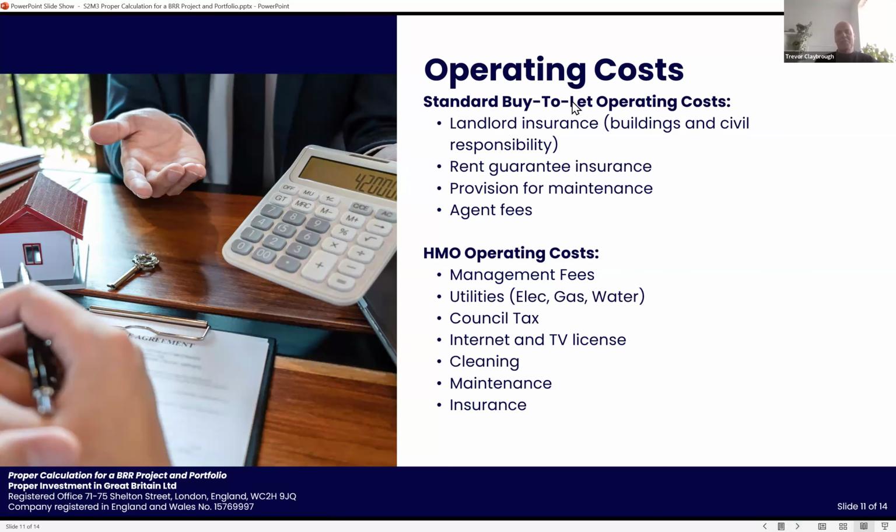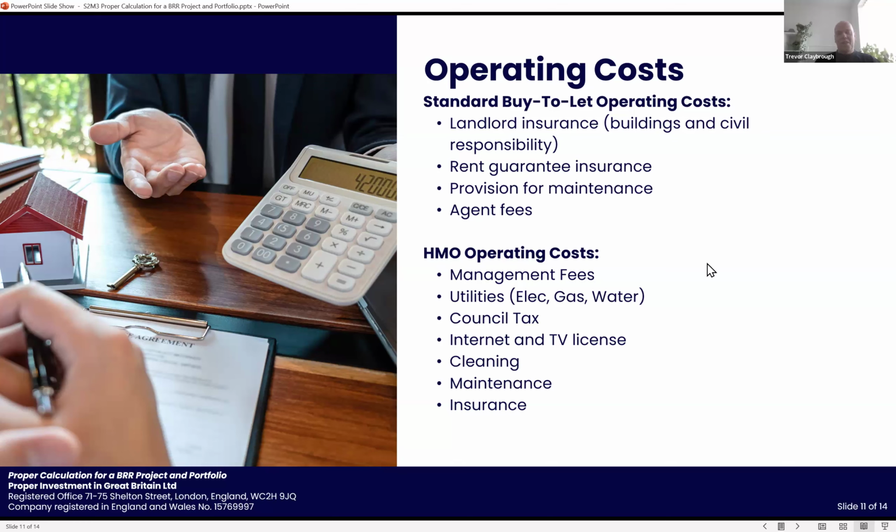So in the case of a standard buy-to-let, we've got the landlord insurance. Normally we recommend rent guarantee insurance, so if the tenant stops paying, we still have the rental income paid by the insurance. And if it's needed to evict the tenant, that is taken into account as well. We should always have a provision for maintenance, and if we're not going to be self-managing, take into account the agent's fees.